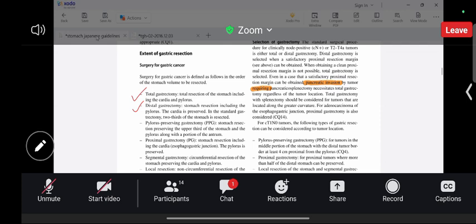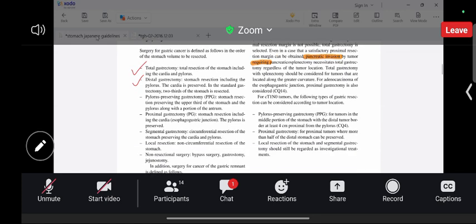So what is the difference? In pylorus-preserving, the upper 1/3 is also preserved, while in proximal gastrectomy only the pylorus is preserved. Then segmental gastrectomy: circumferential dissection of the stomach, preserving the cardia and pylorus. Like only one segment we remove. This will be known as segmental gastrectomy. And local resection, when we remove a non-circumferential part of the stomach, is local resection. Then non-resection surgeries like bypass surgeries, gastrostomy, jejunostomy and all.